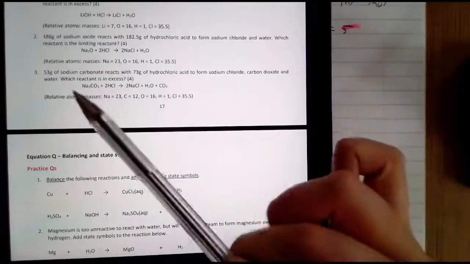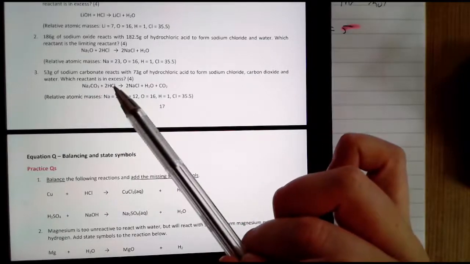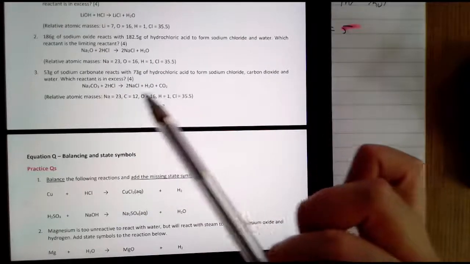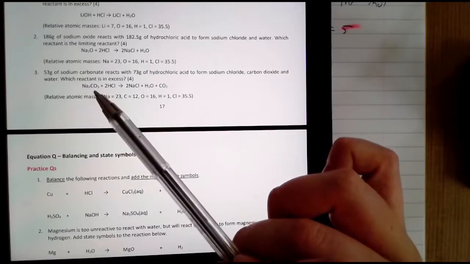The last one, sodium carbonate reacts with hydrochloric acid. Again, this here is your formula for sodium carbonate. So you're always going to be looking at the reactant side. You're going to be given the mass of both reactants. You're not going to be given anything from the product side. So sodium carbonate is Na2CO3.